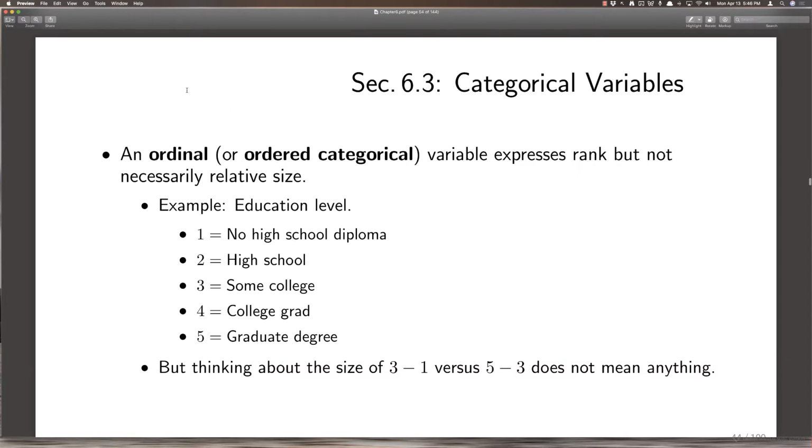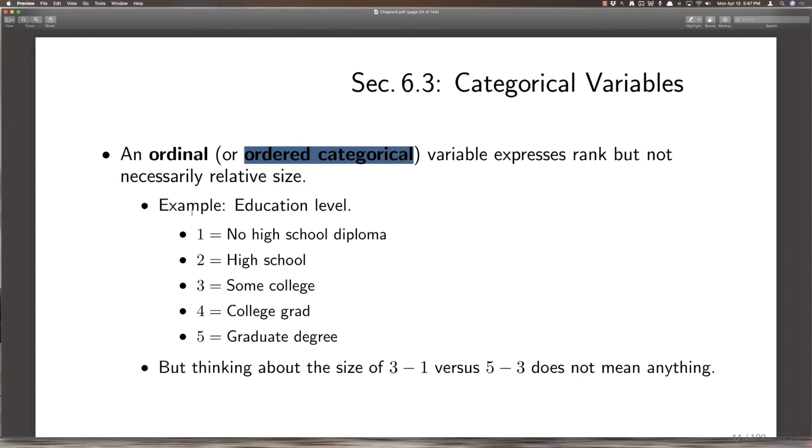The other type of categorical variable we're going to deal with are ordinal, or what I call ordered categorical variables. These are variables where it is categorical, but the categories have a logical order. An example might be education level. In a lot of surveys, they don't ask people how many years of education do you have. You could do it that way. What they usually ask is, please tell me which category you fit in: no high school diploma, some college, college grad, or graduate degree. And they code it something like this, 1 through 5.